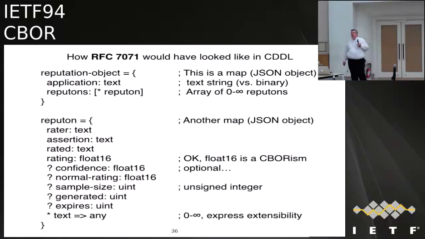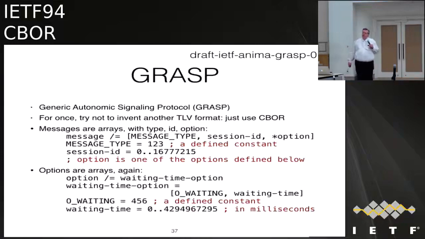And for new development, we have an example here, which is GRASP. GRASP is the generic autonomic signaling protocol used in autonomic management of systems. And the GRASP people for once have decided not to invent another TLV for this. That would, of course, be the natural thing, to define another TLV, but they have decided to just use CBOR. And so, for instance, a GRASP message is an array with 3 elements: a message type, a session ID, and 0 or more options. So actually, it's not 3 elements, it's 2 to any number of elements.